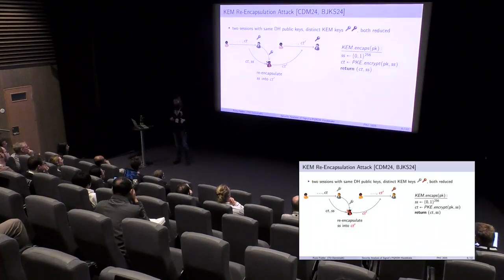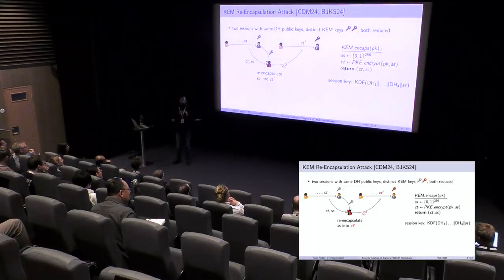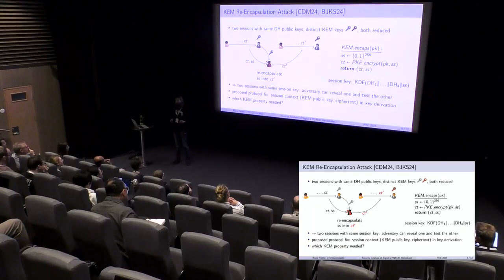Okay, now remember, the session key is derived from the 4 Diffie-Hellman shared secrets and the CAM shared secret. Because the Diffie-Hellman public keys are the same in both sessions, the Diffie-Hellman shared secrets are all the same in both sessions. And due to the CAM re-encapsulation, the CAM shared secret is the same in both sessions as well. Meaning both sessions derive the same session key, even though they are not partnered. These are clearly different sessions. So what happens is the adversary can reveal one session and test the other, thereby trivially winning the game.